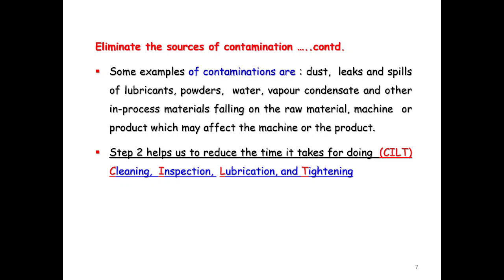Let's see some examples of contaminations. The most common contaminants are dust, leaks, spills of lubricants, powders, water dripping, vapor condensate falling, and other in-process materials falling on the raw material, machine or product, which may corrode the machine or cause quality defects in the product.